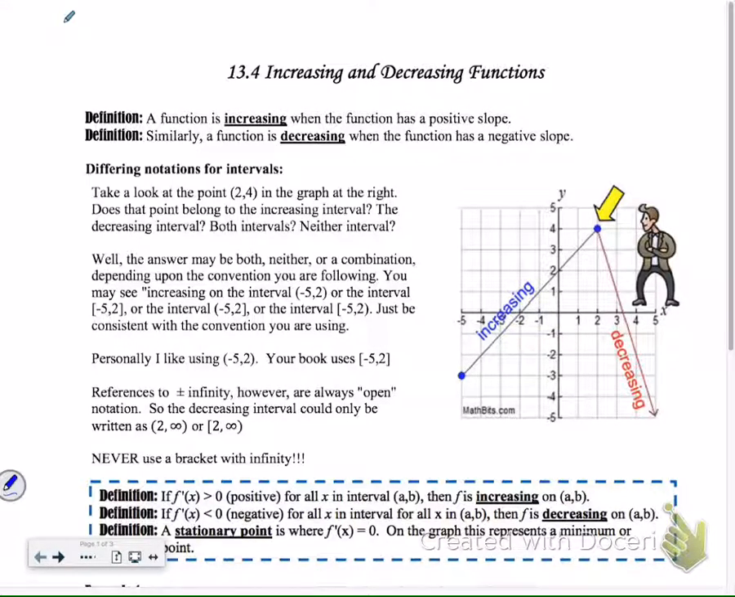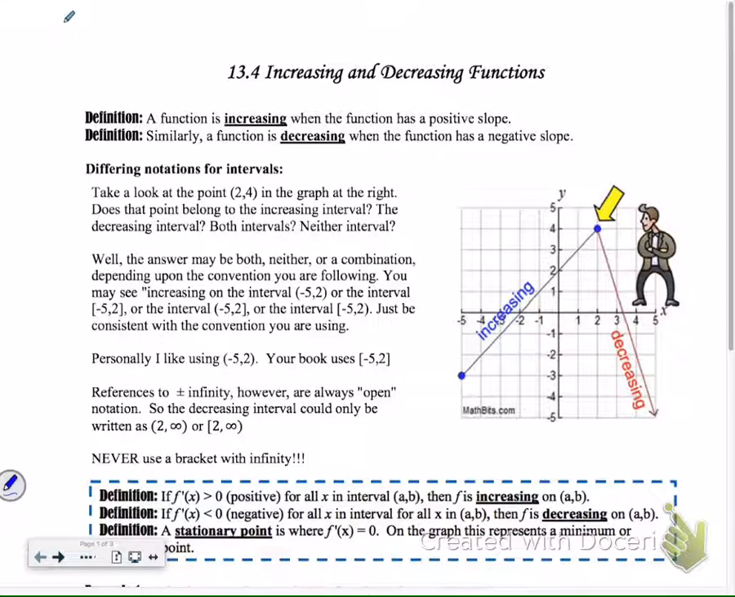All right, so first of all, looking at a graph from left to right, which is always how you evaluate a graph, a function would be increasing if the function has a positive slope. It would be decreasing when the function has a negative slope. So looking at the picture here on this page, the blue line is increasing, the red line is decreasing. Again, looking at it from left to right.